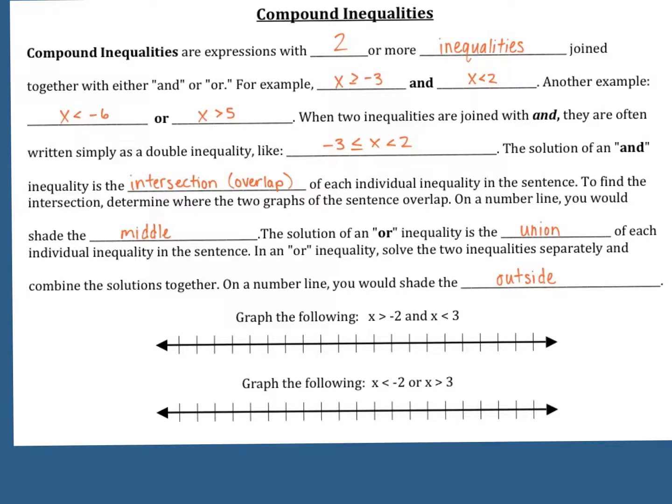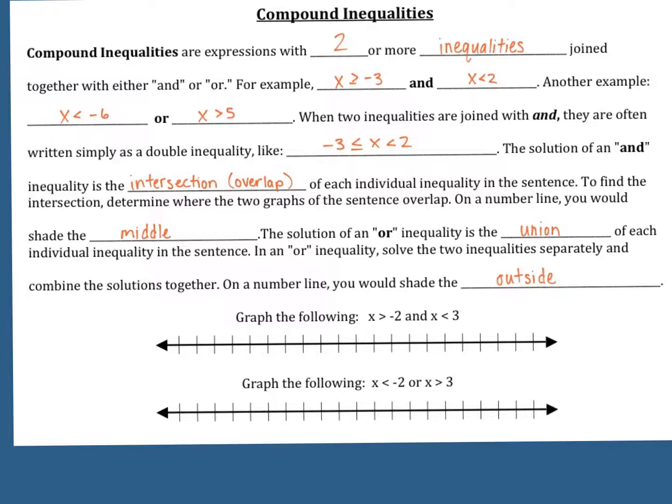Compound inequalities are expressions with two or more inequalities, but they're joined together with the words "and" or "or." So, for example, you could have x is greater than or equal to negative 3 and x is less than 2. Another example could be x is less than negative 6 or x is greater than 5. They're two inequalities put together or joined within one sentence.